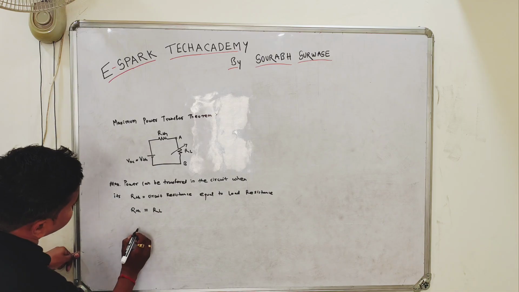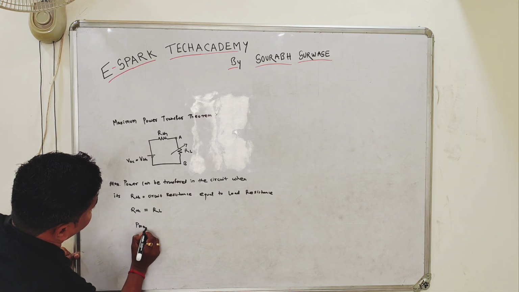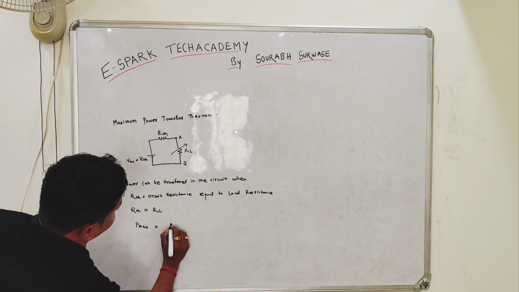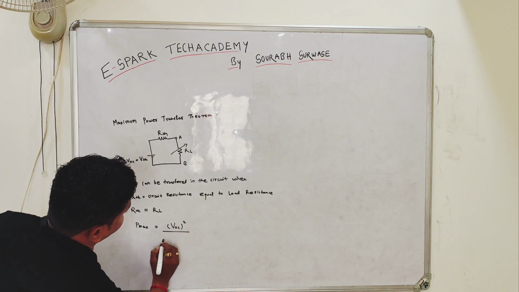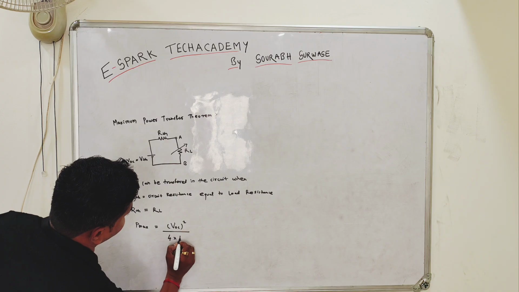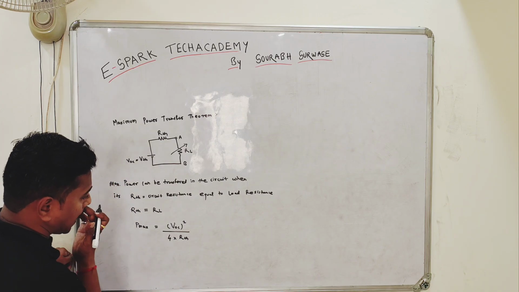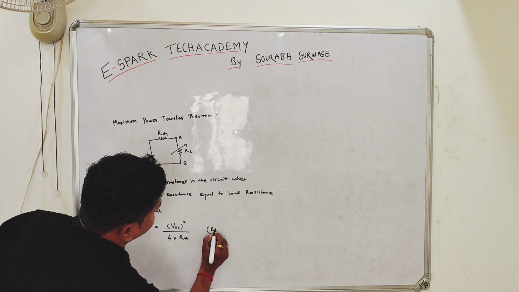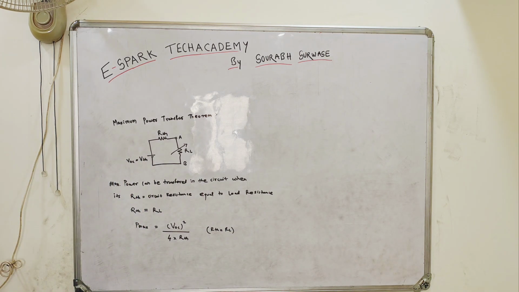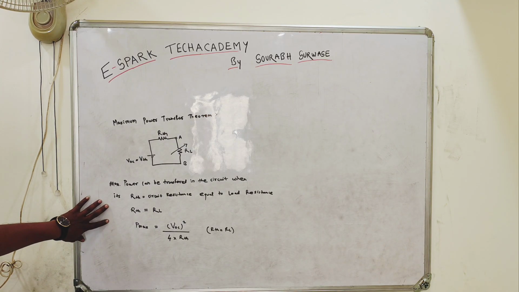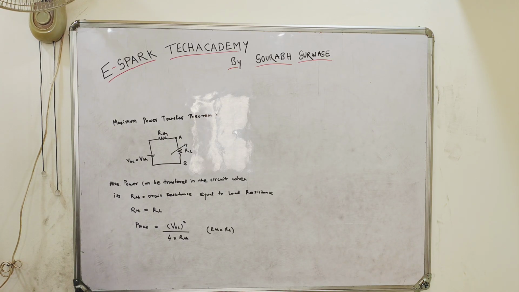That's why we calculate the maximum power as VOC square divided by 4 into RTH, where RTH equals RL. This is the formula for the maximum power transfer theorem, and this is the condition of maximum power transfer in a DC circuit. Now based on this we will be finding the examples.